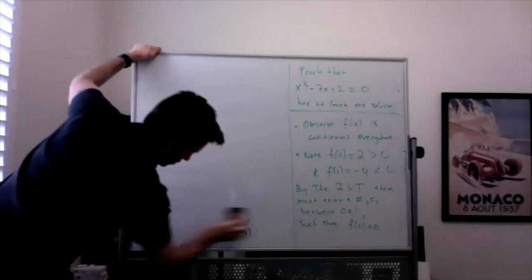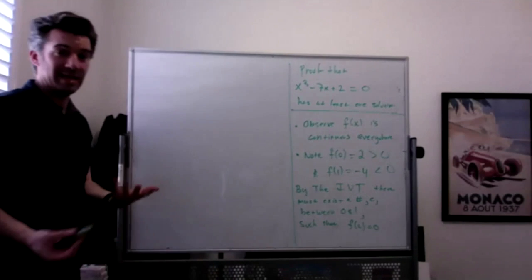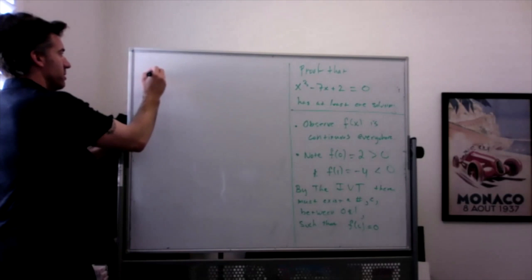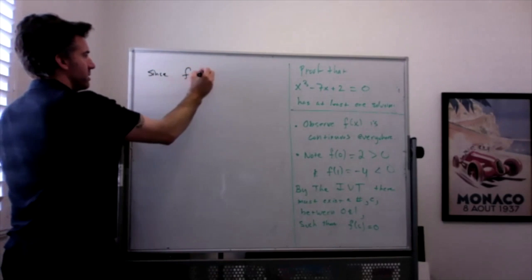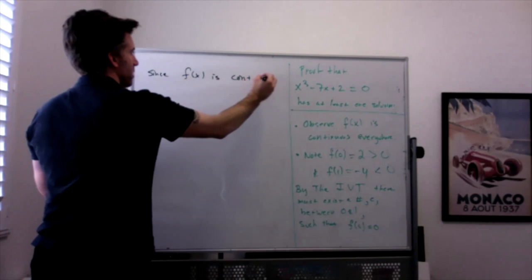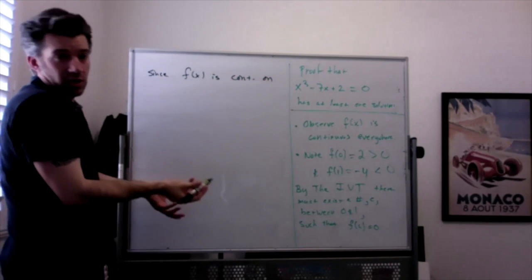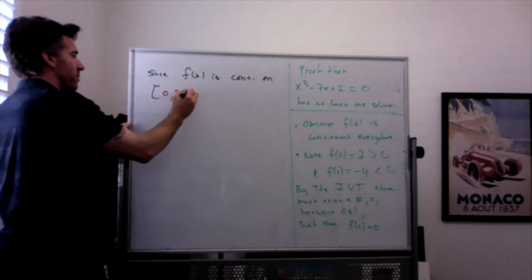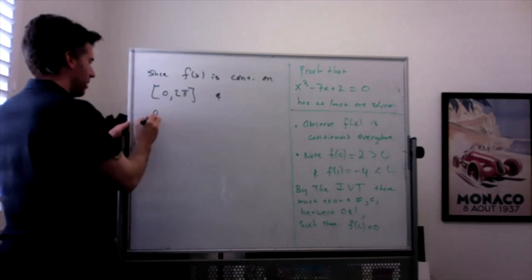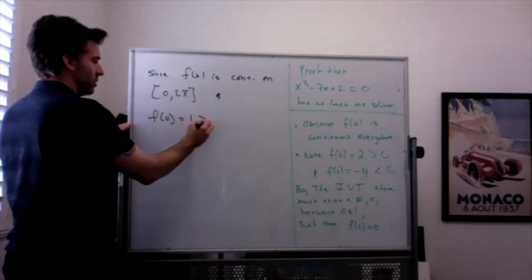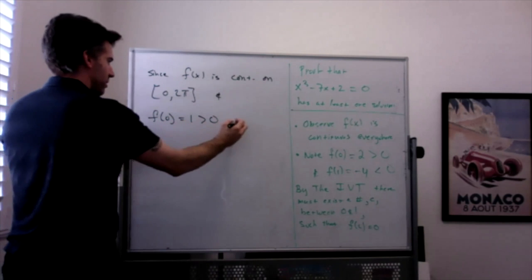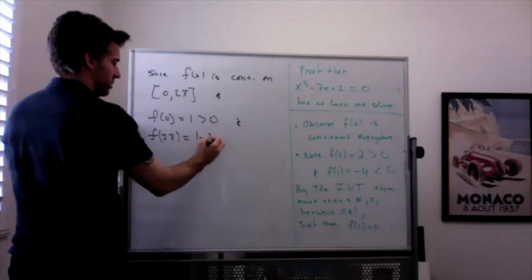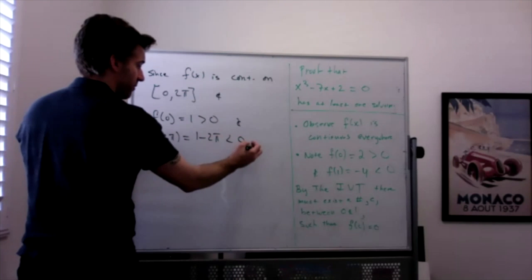So I feel like you should definitely write these words at the end of an intermediate value theorem. So we can say, since f of x is continuous on the interval that we're going to use, let's say 0 to 2 pi, and f of 0 was 1, which is positive, and f of 2 pi was 1 minus 2 pi, which is negative.